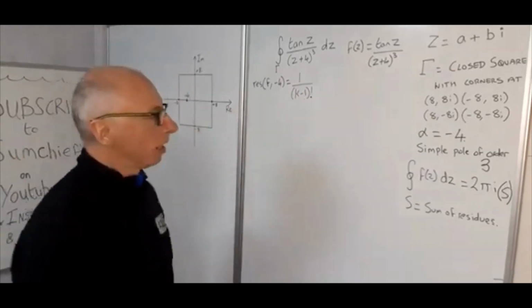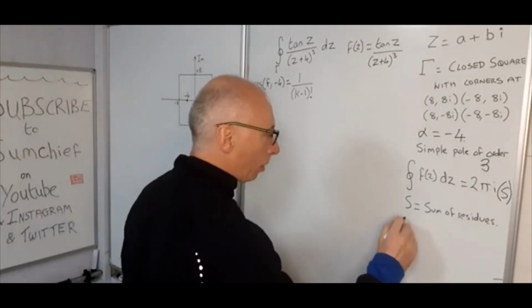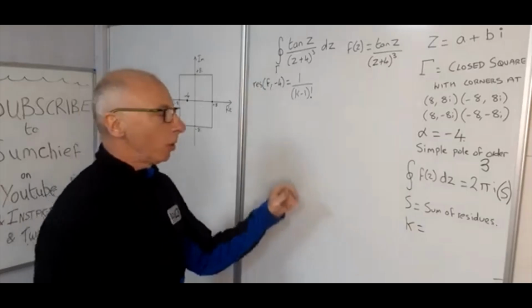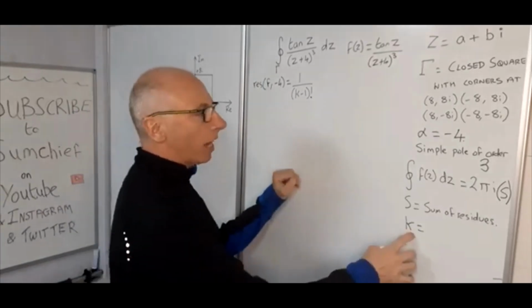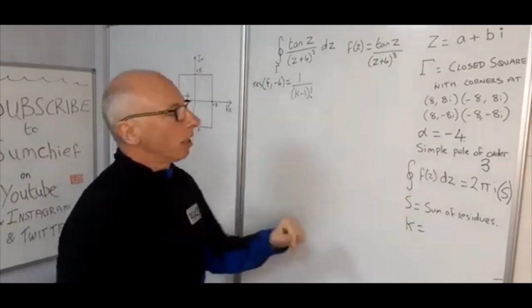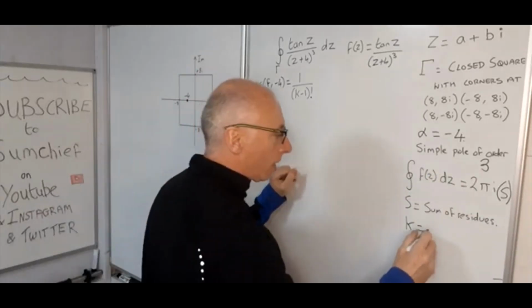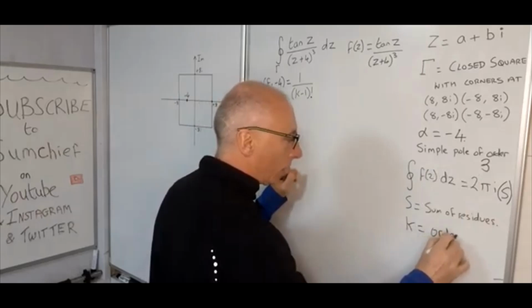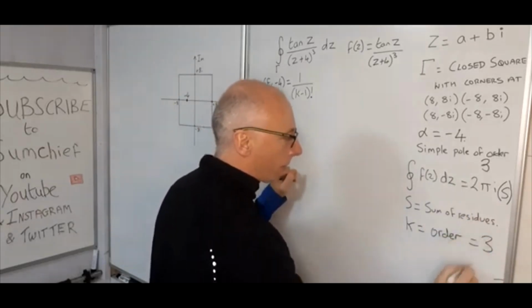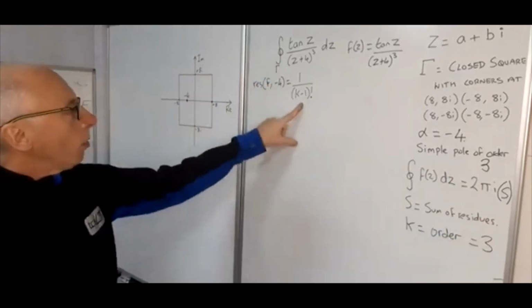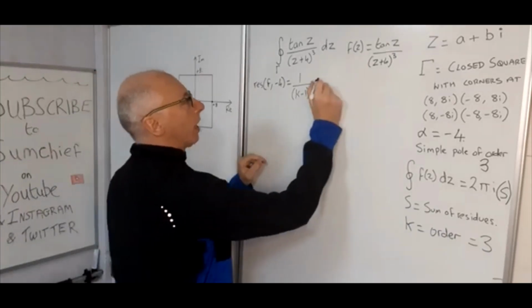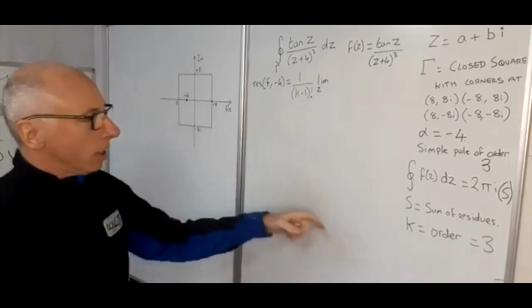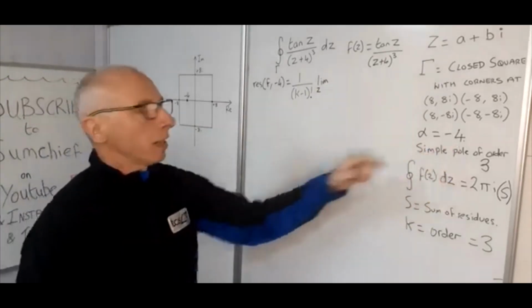Now k, so here I'm going to write another variable up here. Seems to be a lot of variables in this theorem, but very important to our answer. So k is basically the order of the singularity. So in this case, k equals the order, which in our case here equals 3. So 1 over k minus 1 factorial, and then we take the limit as our z, which is the point we're interested in, is -4.